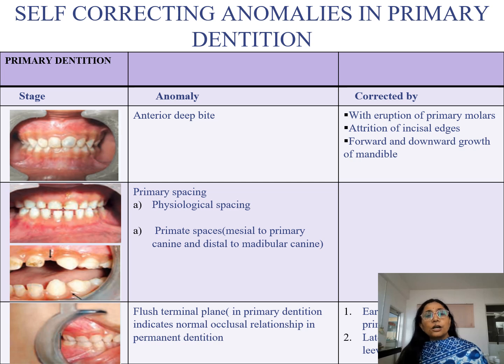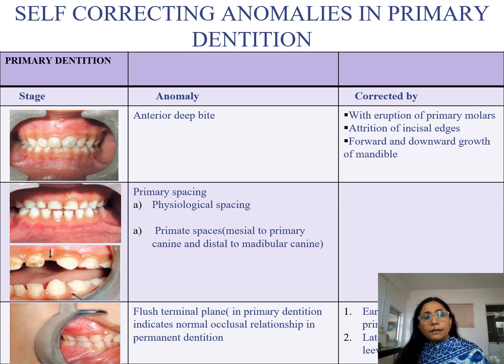Primary spacing is of two types, physiological spacing and primate spacing. Physiological spaces are generalized spaces which are present between all the teeth. And the primate spaces are present mesial to the maxillary primary canine and distal to the mandibular canine. These spaces are utilized for eruption of permanent teeth as they are larger in size. So this condition is corrected on its own with the eruption of permanent teeth.